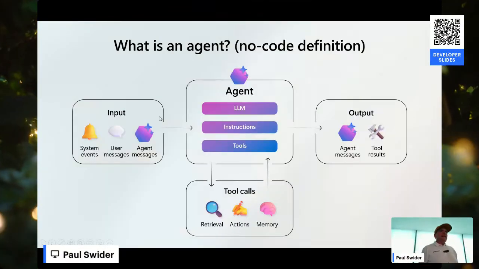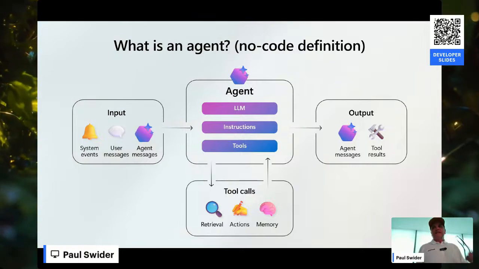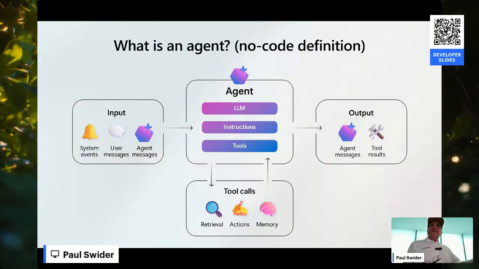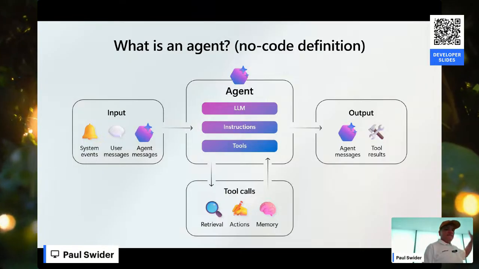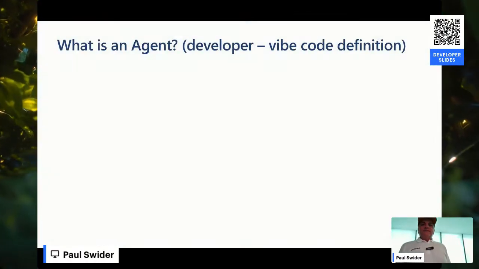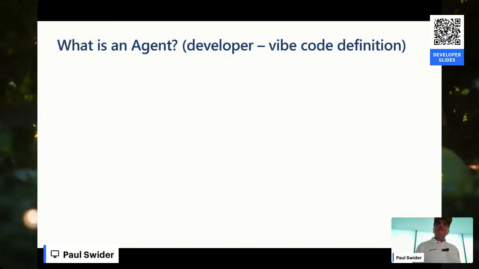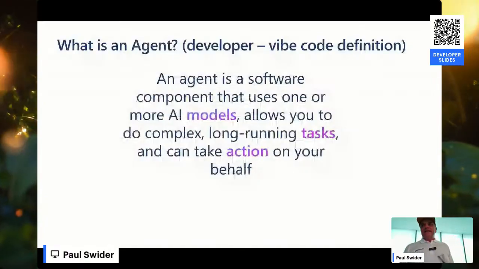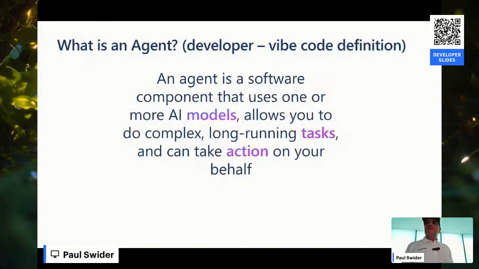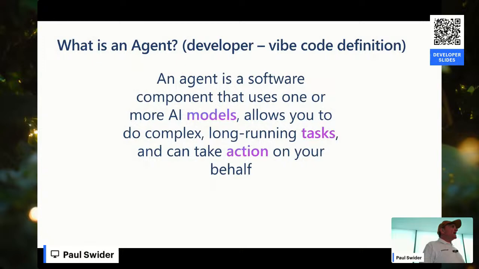And again, though, I like to think of this as the no-code definition of what an agent is. And so again, an agent uses a large language model, it has knowledge, and it can make tool calls. And in the case of the vibe code editor, you just saw what that looks like. But now let's look at the developer or the vibe code definition, if you will, of what an agent is. And so what I would submit to you is that an agent is a software component that uses one or more AI models, allows you to do complex long-running tasks, and can take actions on your behalf.